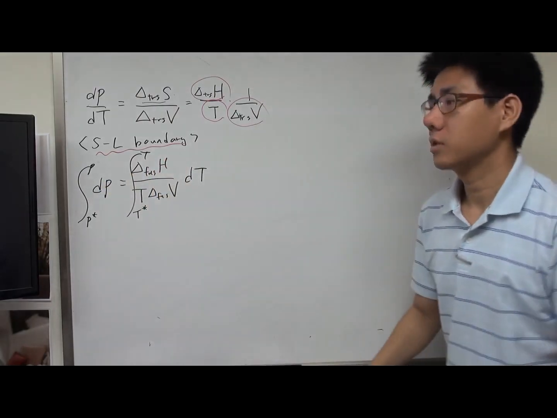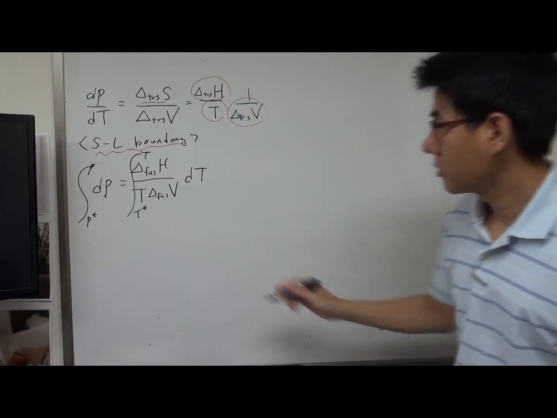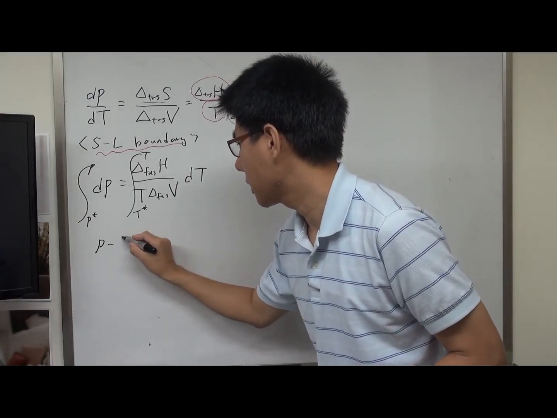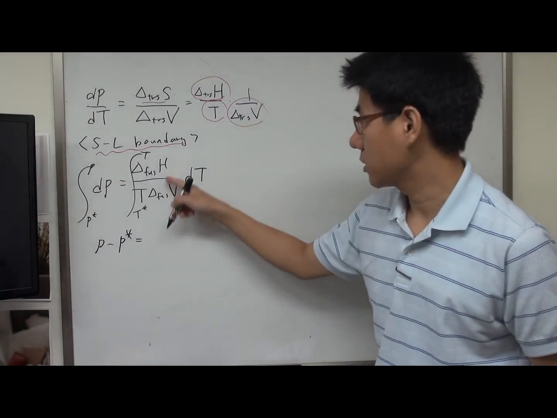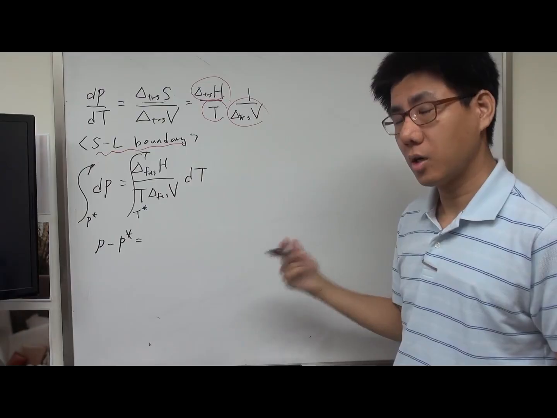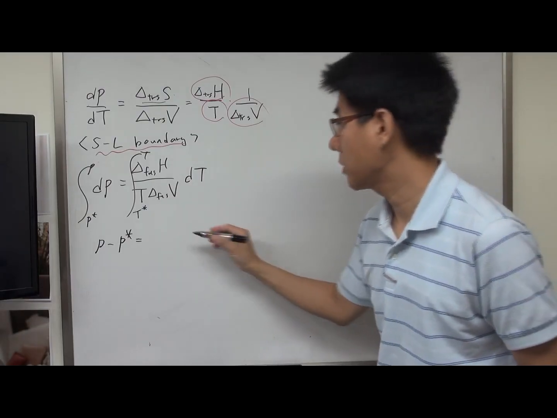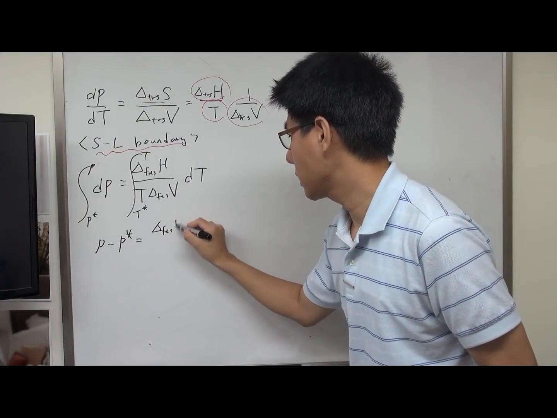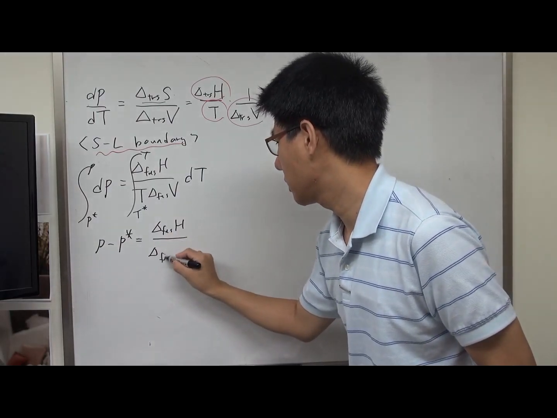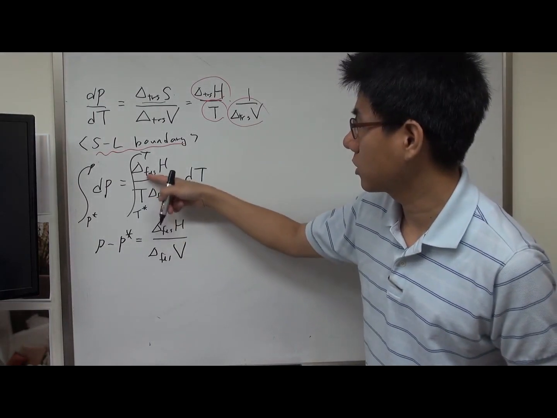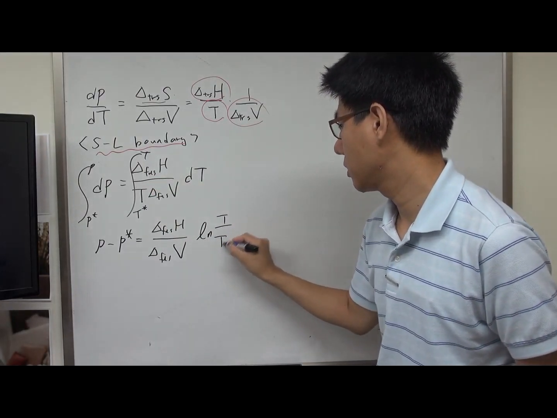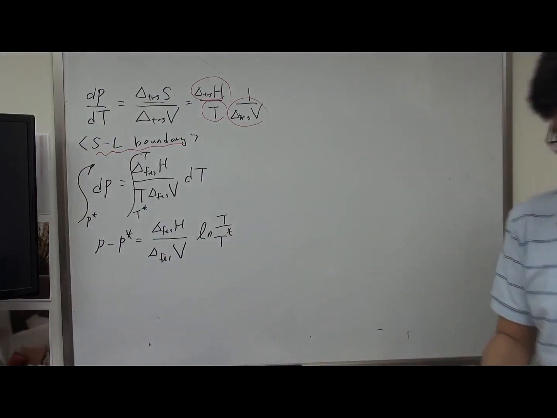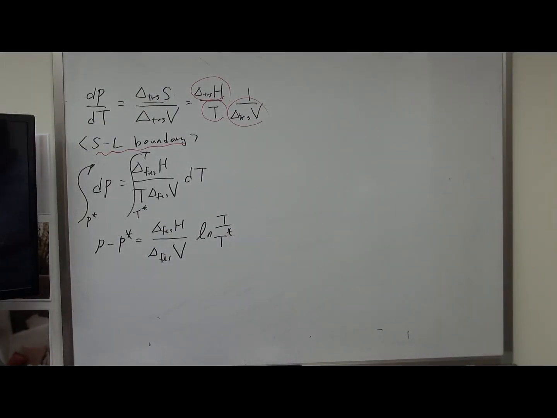And let's do the derivation. So we have P minus P star on the left side, which should be same as delta H and delta V upon phase transition, which are constant basically, right? So delta fusion H over delta fusion V. All you need to do is integrate 1 over T, which corresponds to log T over T star. Okay?